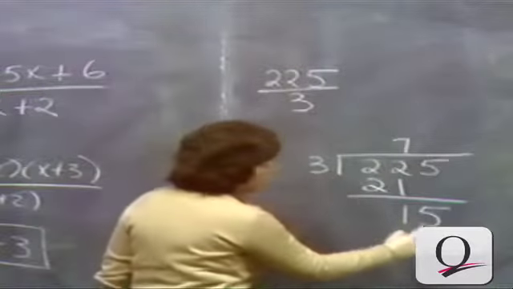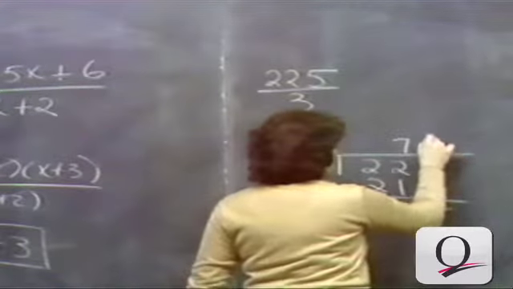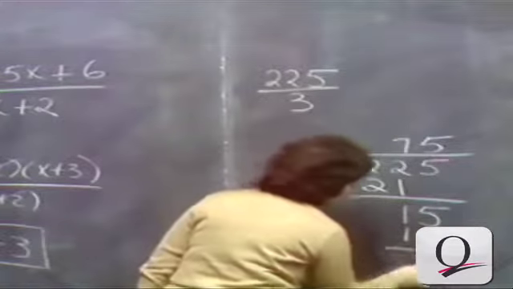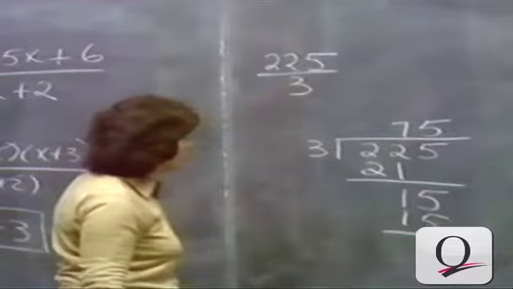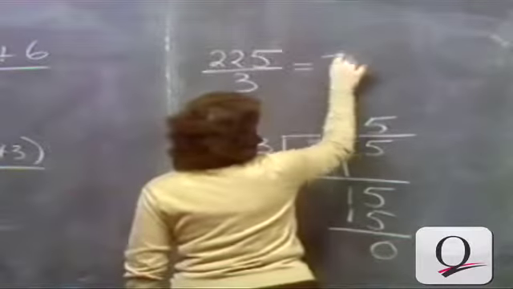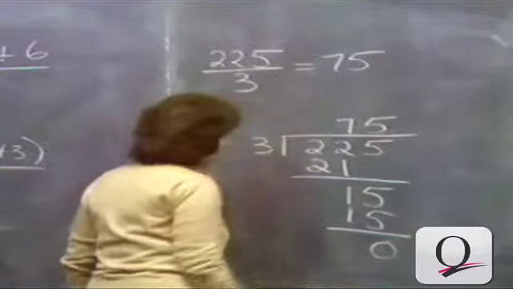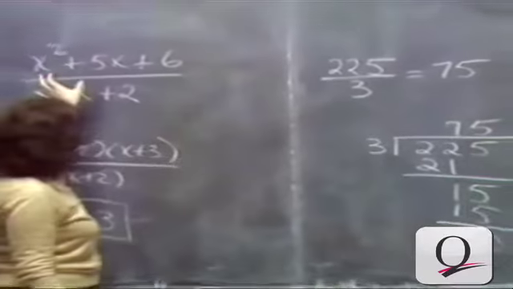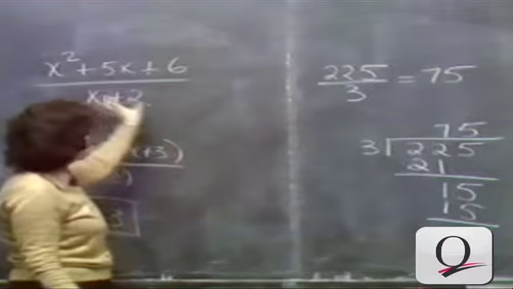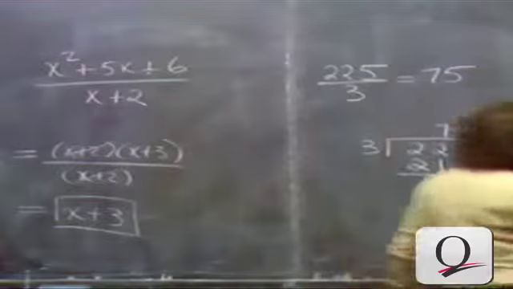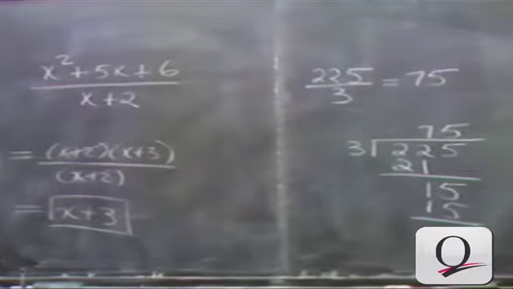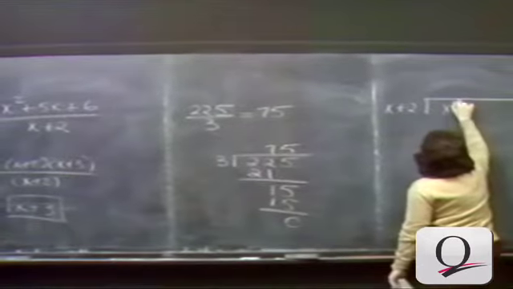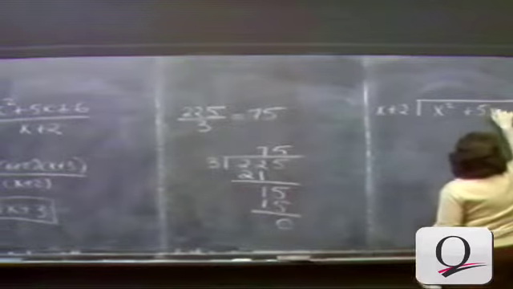Then we go 3 into 15. 3 goes into 15 5 times. 5 times 3 gives us 15. We subtract, remainder 0. So 225 divided by 3 is equal to 75. We're going to carry over this idea into this particular problem. We want to figure out x squared plus 5x plus 6 divided by x plus 2. So we're going to put x plus 2 into x squared plus 5x plus 6.